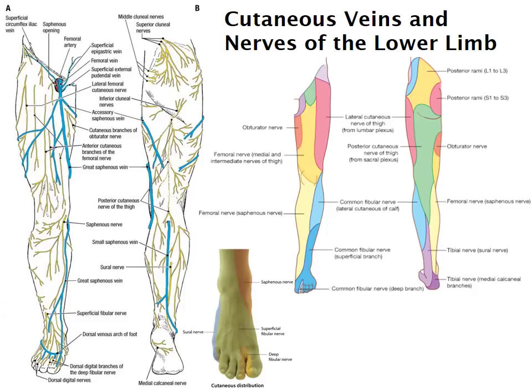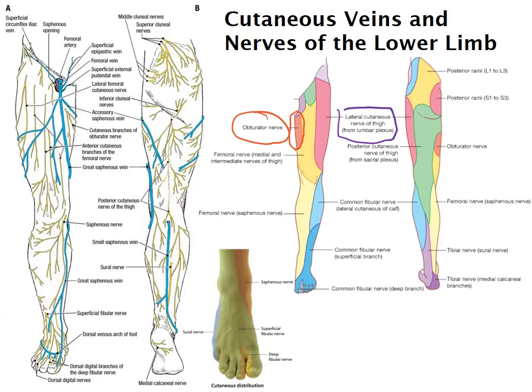Let's review some of the cutaneous innervation of the leg and foot. We'll spend a couple minutes on this, but I suggest that you spend even more time committing this image on the right to memory. So we saw in the medial leg the obturator nerve, and we talked about how the obturator nerve serves the upper medial thigh here. Of course, we saw the lateral femoral cutaneous nerve.